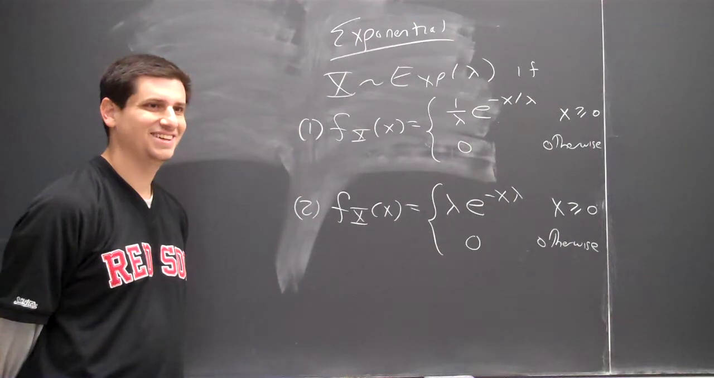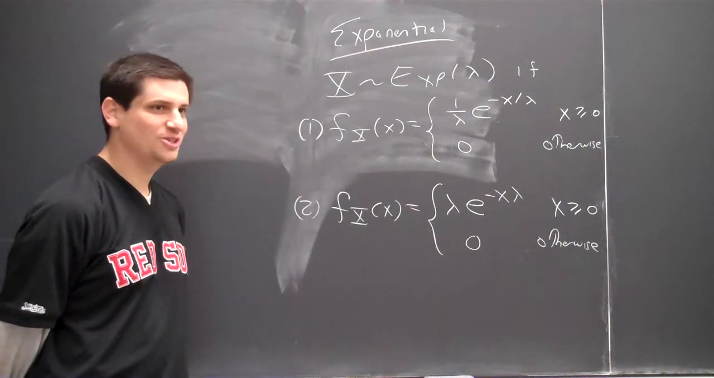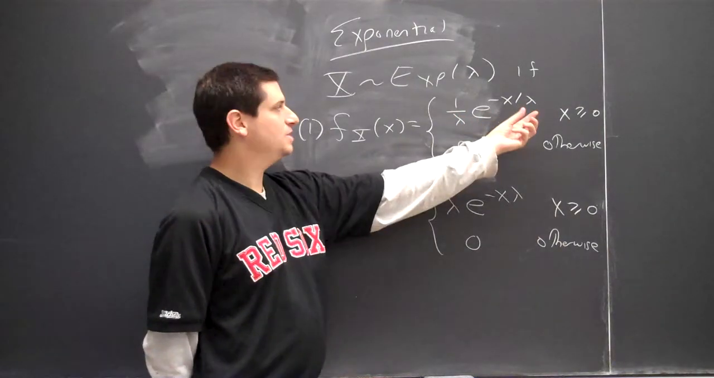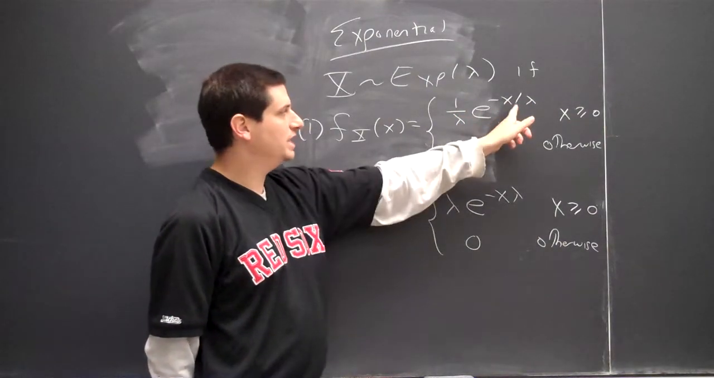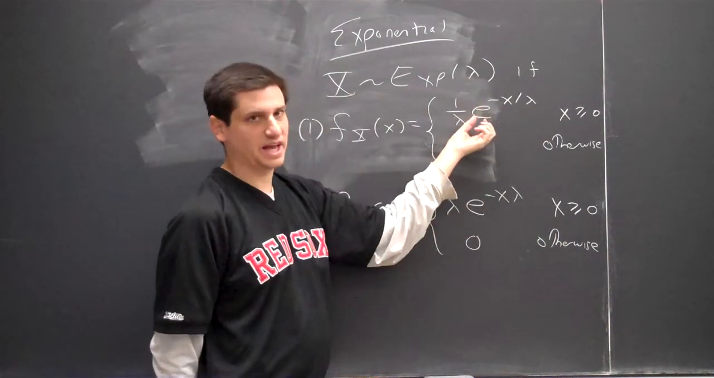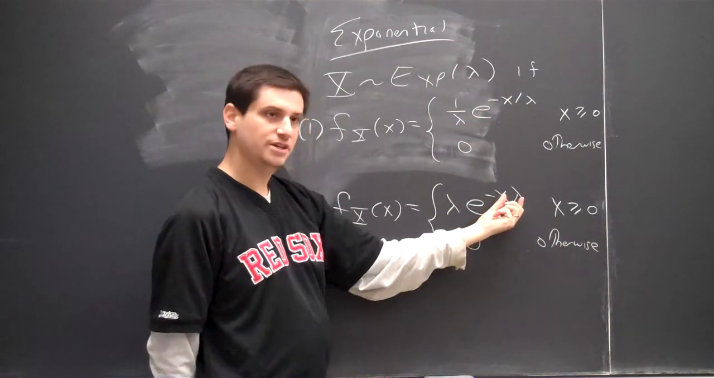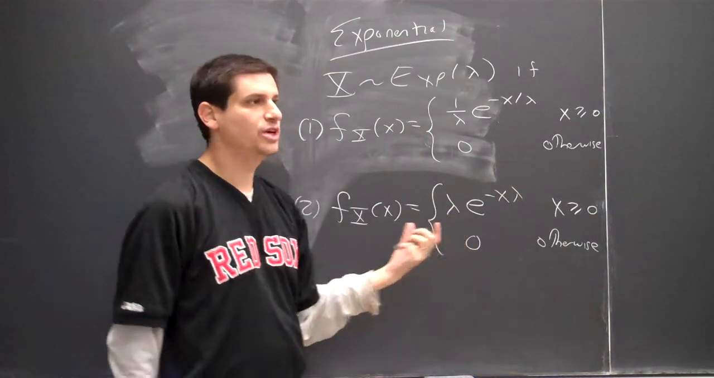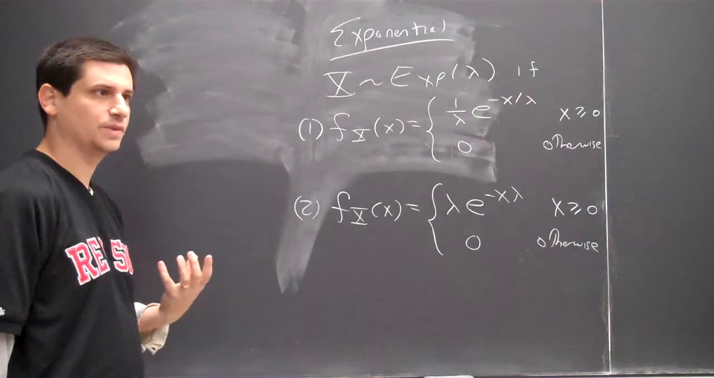Yes? It's non-negative, integrates to 1. Non-negative, integrates to 1. And in fact, this is why I have the 1 over lambda here. So if I do a very simple change of variables, if I let u equal x over lambda, then du becomes dx over lambda. That's exactly what I need. In this case, I would have u equals x times lambda when I do the change of variables. So they will both integrate to 1.